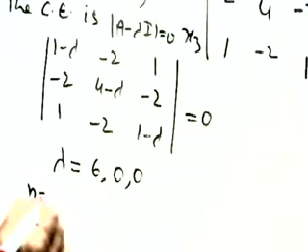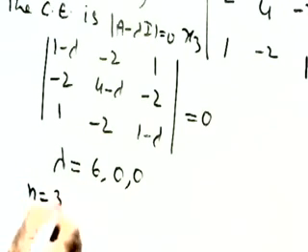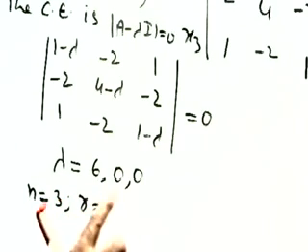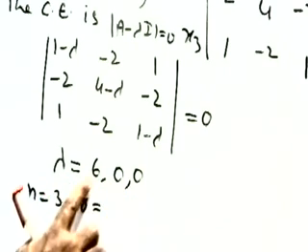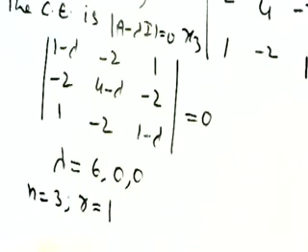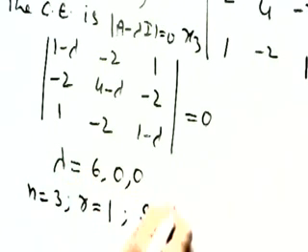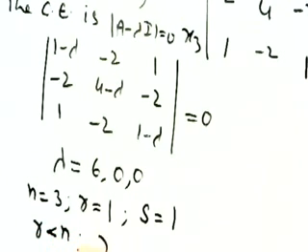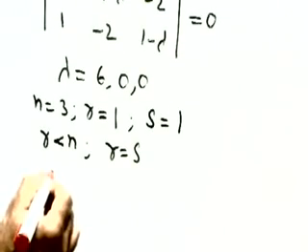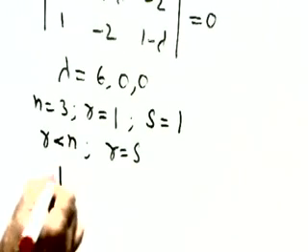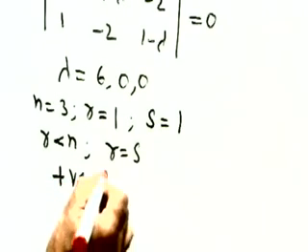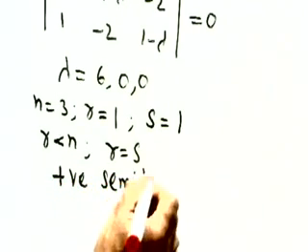Now let me see what is here. First, the number of variables is 3, so n equals 3. Rank: these two are zeros, and we do not count them, so rank is only 1. S means index, the number of positive terms. Don't count this 0. Positive terms are 1. So what is the nature here? R is less than n and R equals S. So we call this positive semi-definite. The nature is positive semi-definite.